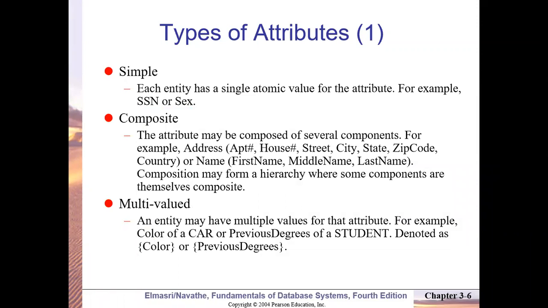Now, another type is multi-valued attribute. These are the attributes which may have multiple values. Multiple in the sense more than one value. Like a person may have more than one degree, or a car may have more than one color.